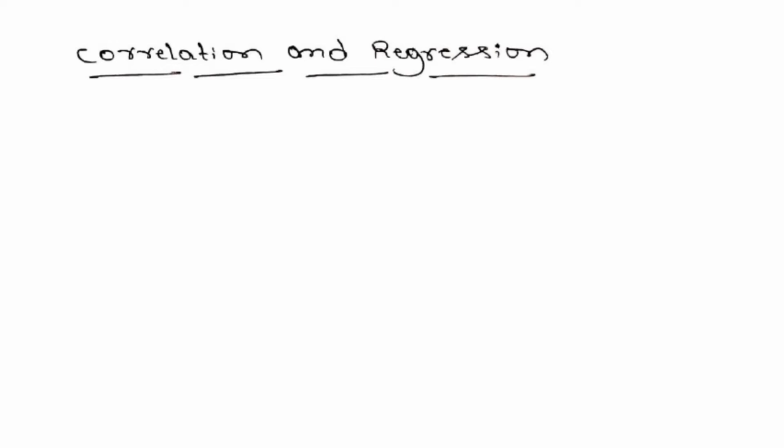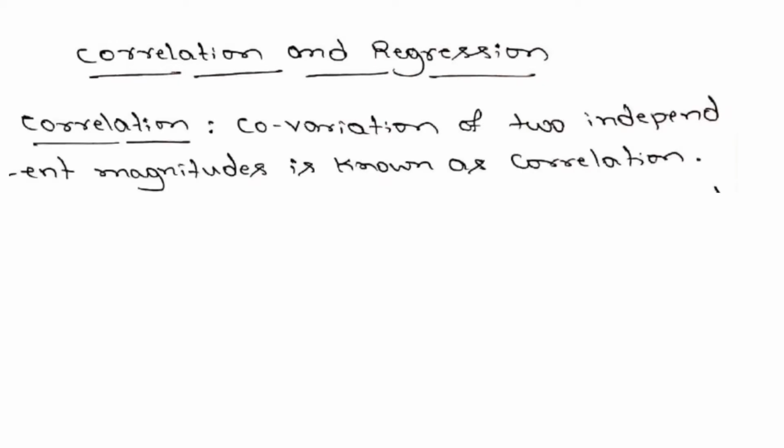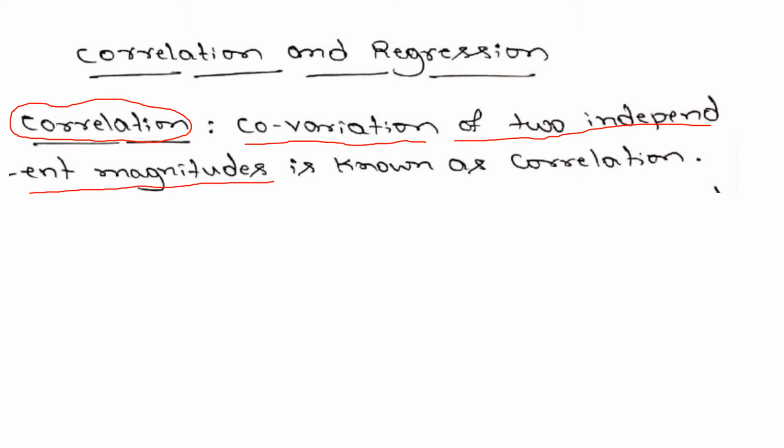Now let us see the next topic, correlation and regression. Correlation means covariation of two independent magnitudes or variables is known as correlation.